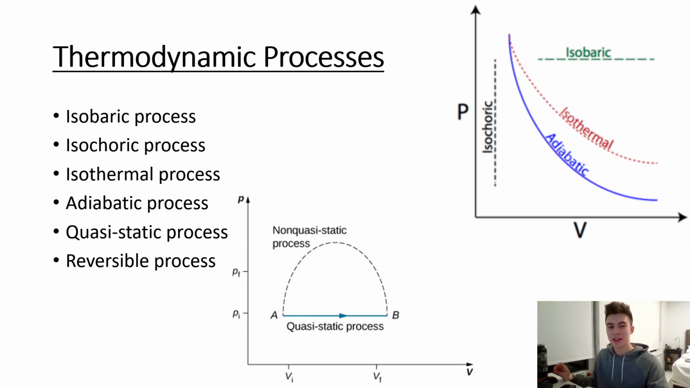A quasi-static process happens slowly enough so that the system can stay in an internal equilibrium, and a reversible process is a process in which you can start at a starting point, you can go to an ending point, and then from that ending point you could go back to the starting point with the exact same conditions. And during the reversible process, the system is in a thermodynamic equilibrium with its surroundings.